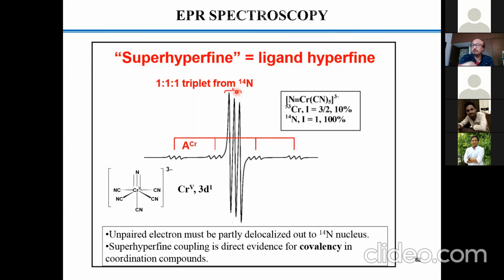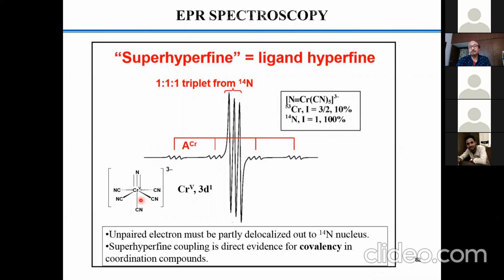So this is one of the pioneering examples. Via EPR, one could establish the validity of the ligand field theory, where it considered the overlapping, the frontier orbital overlapping of metal and ligand, right? And if it was not there, then this line would not have been split into 3 lines.